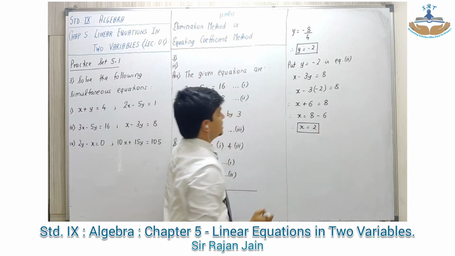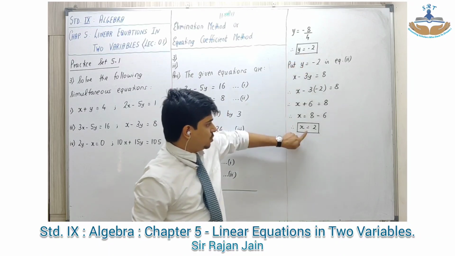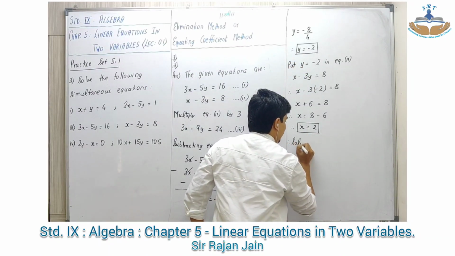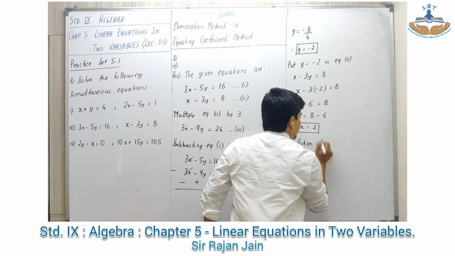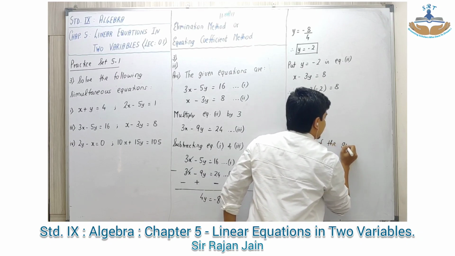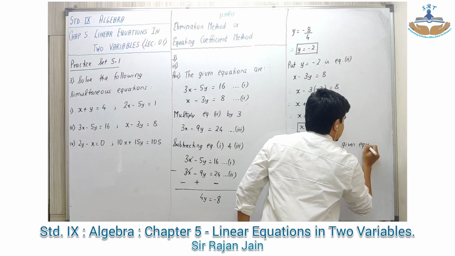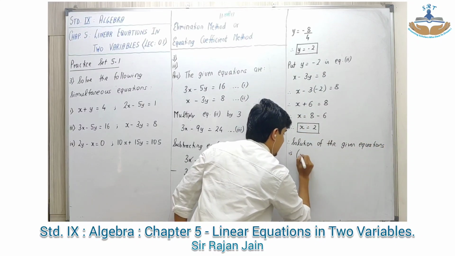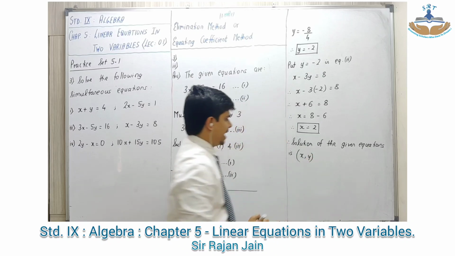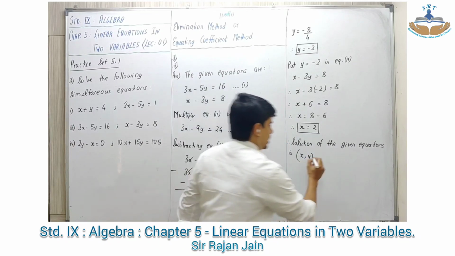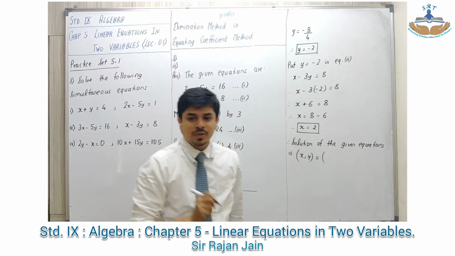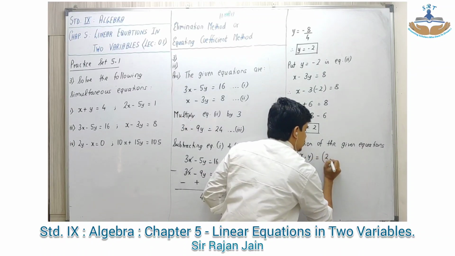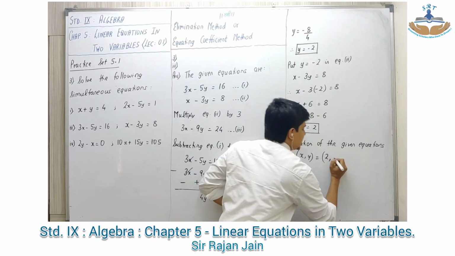Now if I go to see, y का value is minus 2, x का value is 2. Final answer write in statement form. Therefore, solution of the given equations is, मैंने क्या बोला, ब्रैकेट में you will write x, y, variables in alphabetical order, is equal to, x का value you will write first, x का value is 2 and y का value is minus 2.